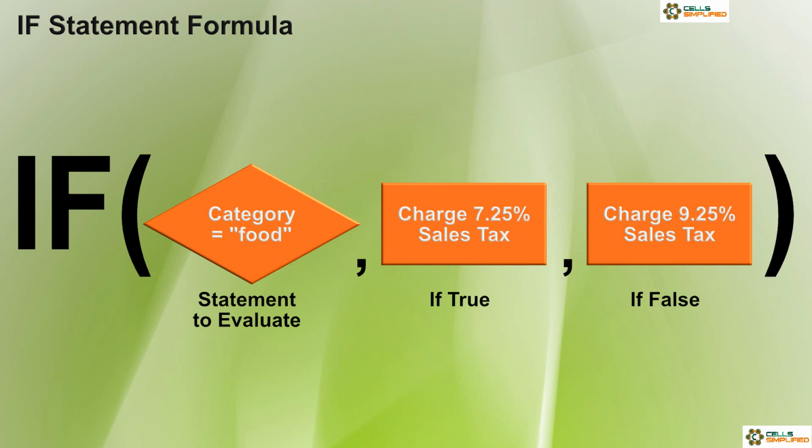Now finally, if we go ahead and break that if statement decision tree apart and make it into an if formula, this is what we have. And so I did cut off the equal sign, but imagine it says equals IF, open parenthesis, and then we have the statement that we're evaluating, which in this case is category is equal to food, and then we have a comma, and then the action we're going to take if the statement is true, which is to charge 7.25% sales tax, and then a comma, and then the action we're going to take if the statement is false, which is to charge the 9.25% sales tax. And so then we close the formula out with a parenthesis at the end.